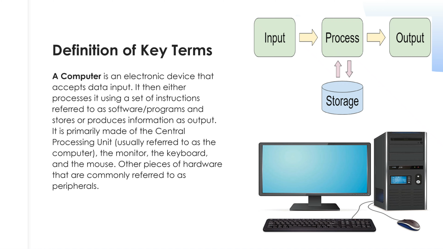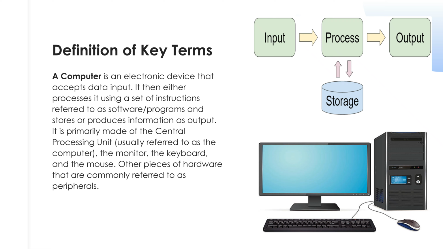What is a computer? A computer is an electronic device that accepts input, processes it using a set of instructions, which we call software, and then stores, and produces output. So notice the sequence. We have input, process, and output. No matter what you're doing, the process is always similar. That's the heartbeat of every computer.